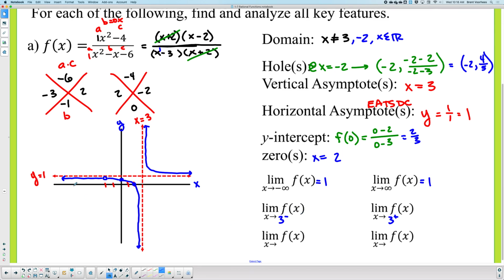Don't say flat. That's like constant this way. It means horizontal. When I say flat, I mean horizontal. Is this rising, falling, or horizontal? It's falling. What symbol means falling? Negative infinity. Now the 3 plus, that means the piece that's just to the right. As you approach 3 from numbers greater than 3, what's happening? Is it rising, falling, or getting horizontal? Rising. So it would be positive infinity.